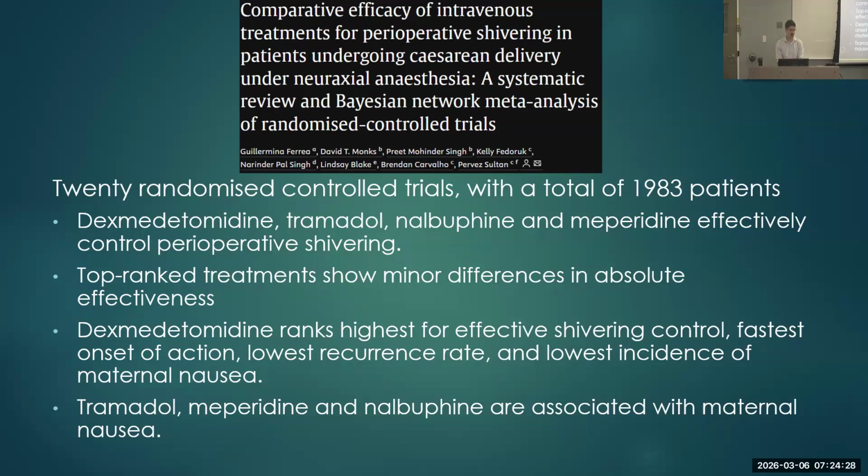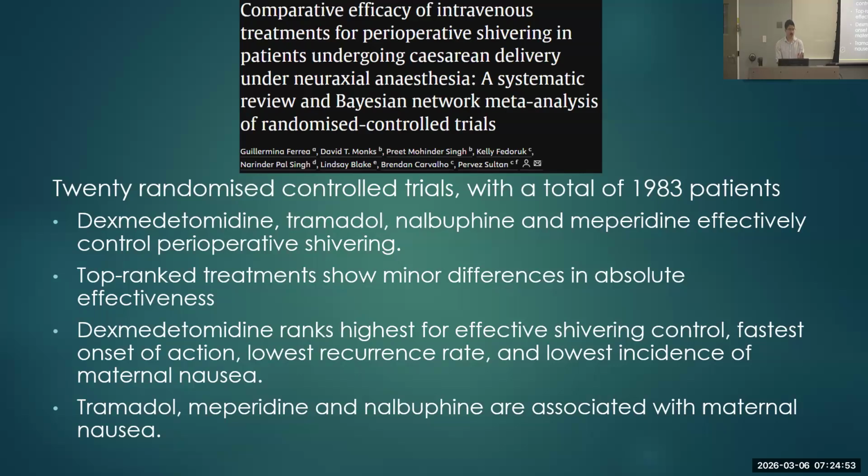The main findings for ones that worked were Dexmed, Tramadol, Nalbuphine, Meperidine. They all controlled perioperative shivering well. There was no big difference. Once you get to these top ones that work well, it works or it doesn't. There's not a huge impetus to pick one versus the other in terms of shivering control. That being said, Dexmedetomidine was number one. So you should for sure pick that.